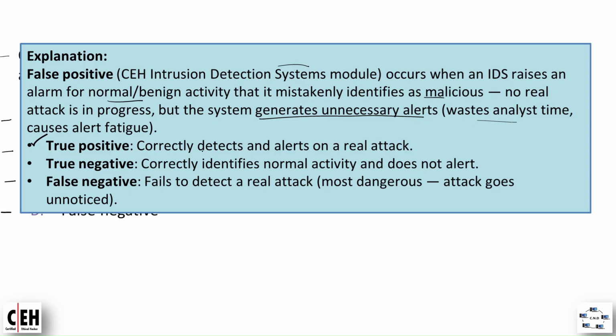True positive clearly detects and alerts on a real attack. True negative correctly identifies normal activity and does not alert. And false negative fails to detect a real attack, which is most dangerous because the attack goes unnoticed.